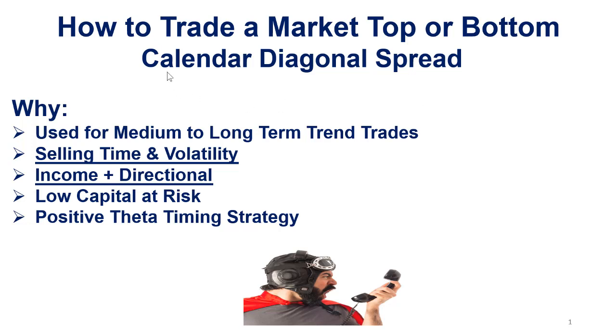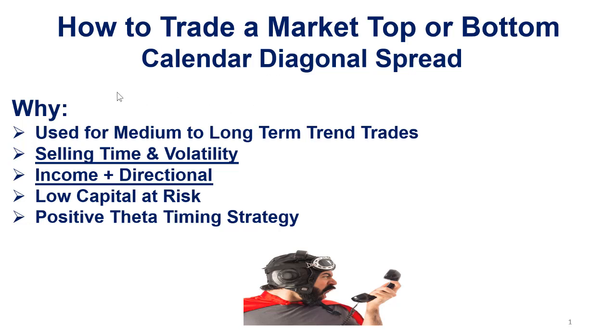So this is the calendar diagonal. It's a strategy that sells time and volatility, so we get the benefit of time decay and implied volatility if there's what we call a horizontal skew. It can give us income, or finance the trade, as we're waiting. It's a very low capital at risk, defined risk trade. It's a debit spread trade, and it gives you positive theta. So it's a timing spread kind of strategy as well.